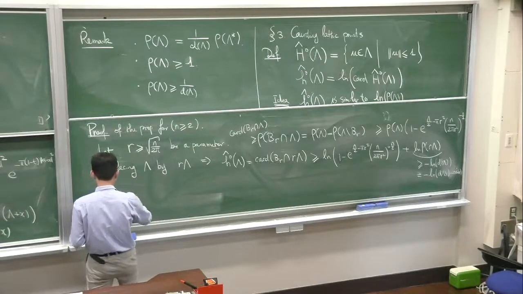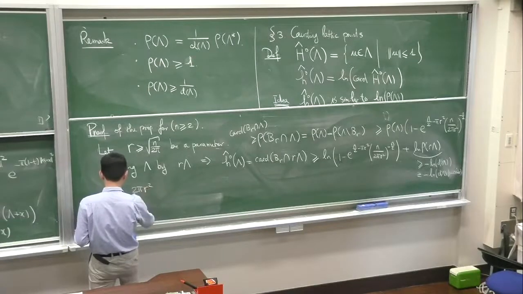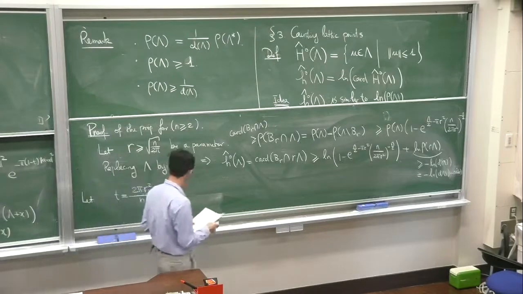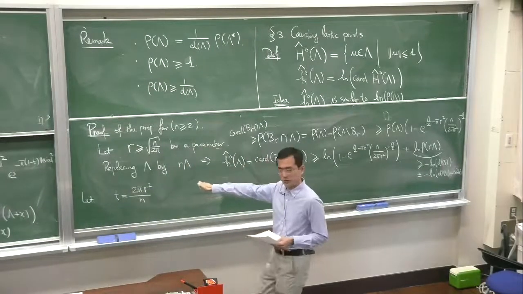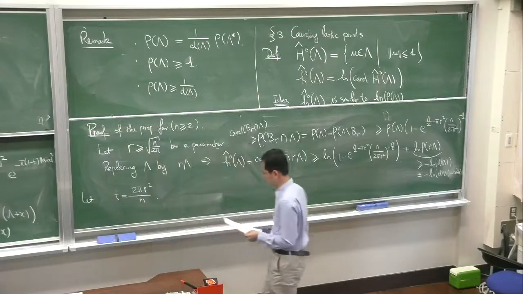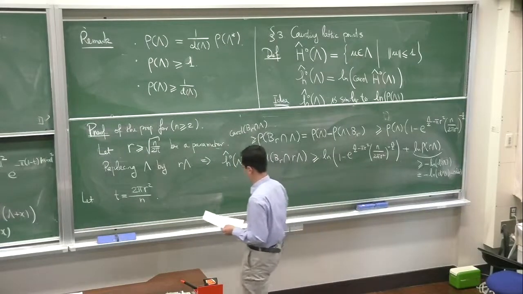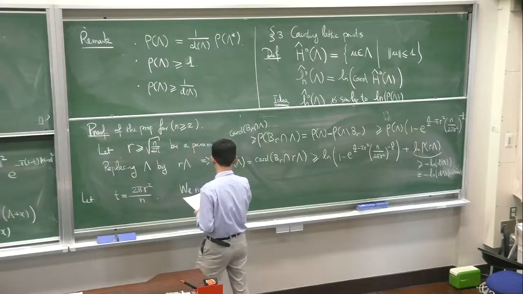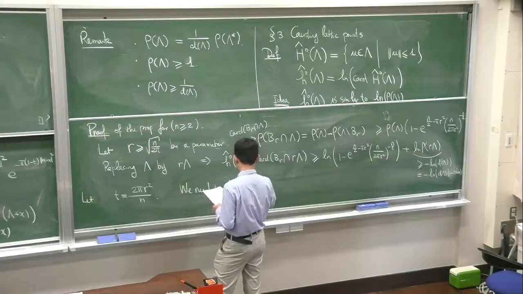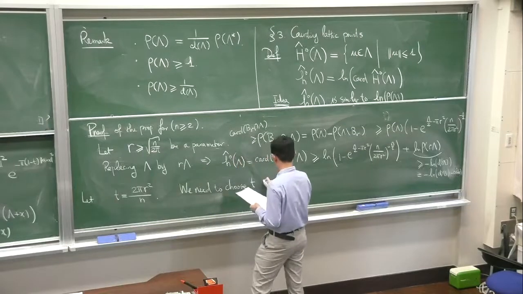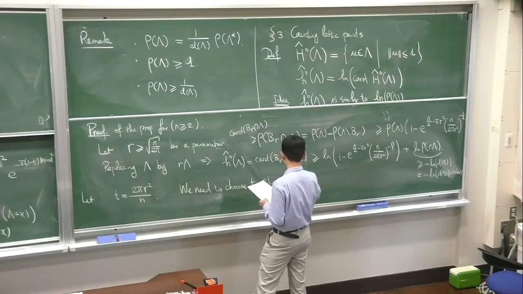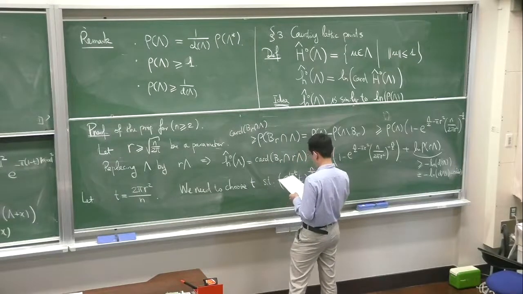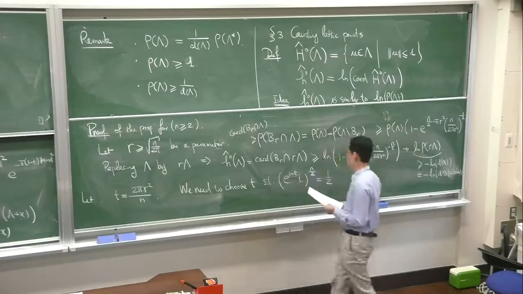I will just give you the answer, but you can do it a little bit later. So I introduced some change of variables. T is 2 pi r square over n, and we need to choose some t such that e of 1 minus t times t to power n over 2 is 1/2.